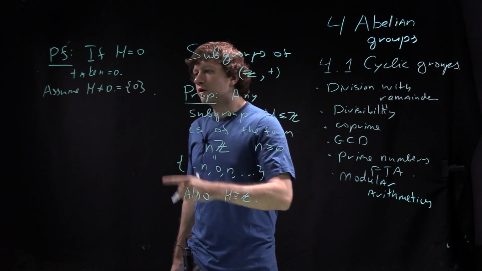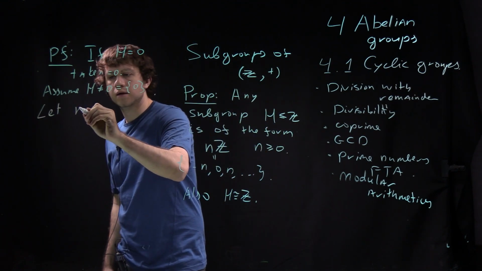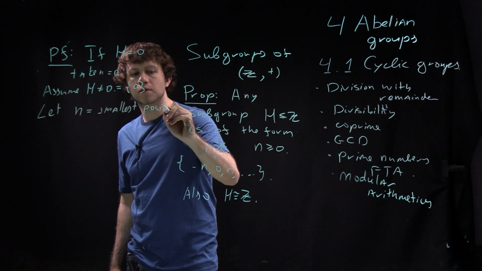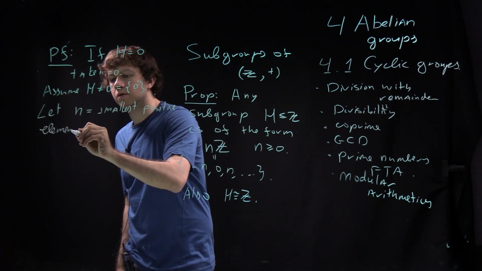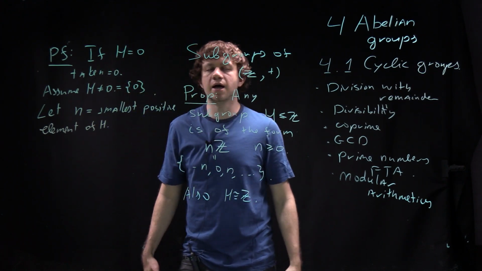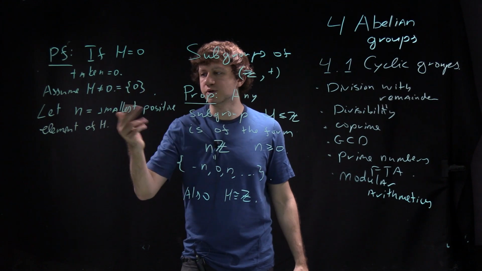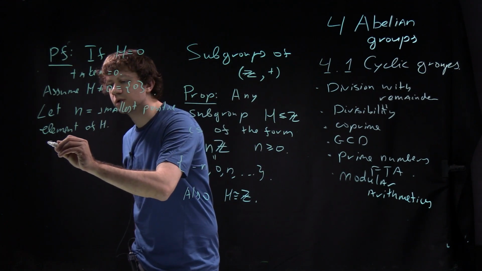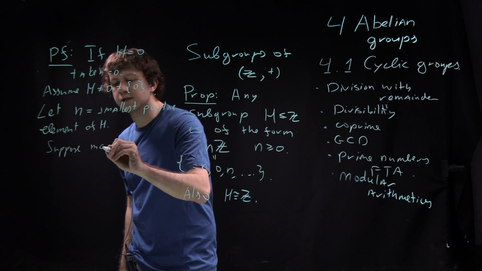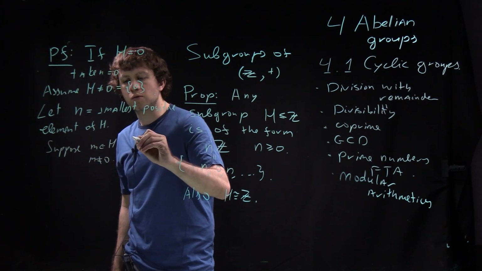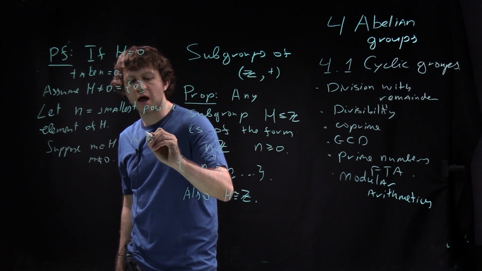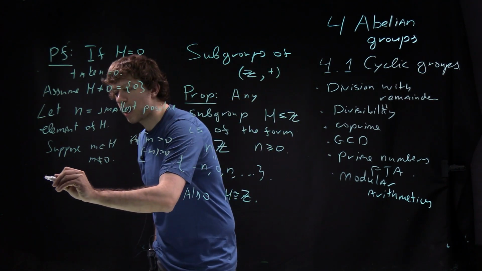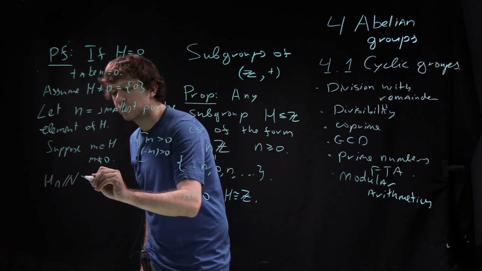And assume H is not 0, so let n be the smallest positive element of H. There are two questions: why there exists any positive element, and why there exists the smallest one. So H contains positive elements because H is not equal to 0, so suppose some number m is contained in H where m is not 0, and so either m is positive or minus m is positive. So positive elements exist. So H intersect positive integers is not empty.